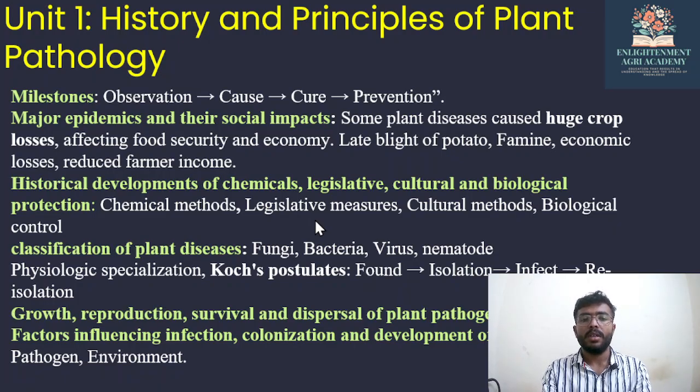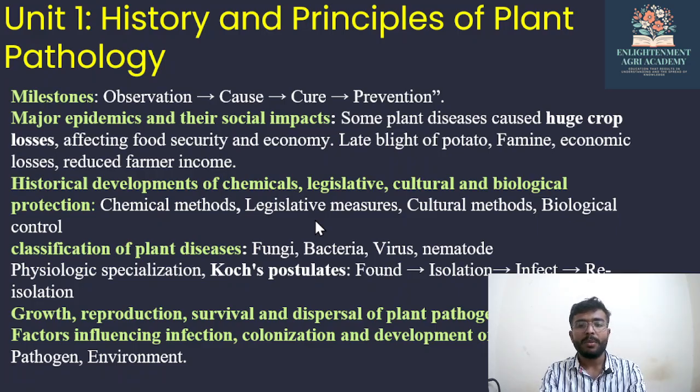So here unit first, history and principles of plant pathology. The first topic is milestones, how observations were made by the earliest scientists in India and all over the world. These observations covered how to identify the disease, how the disease was caused, and how to prevent and cure the disease. The second topic is major epidemics and their social impact. How epidemics impact the social economy, food security, and cause huge crop losses.